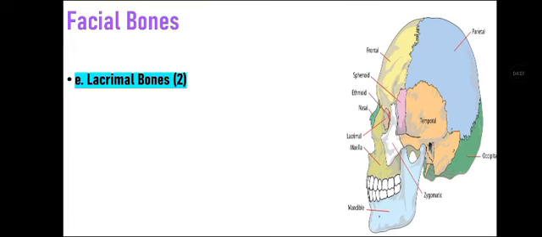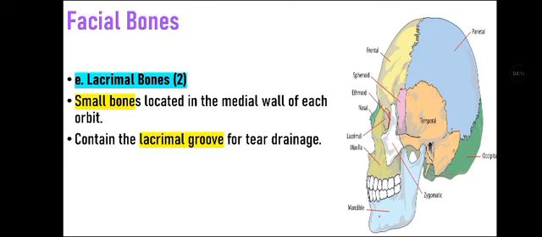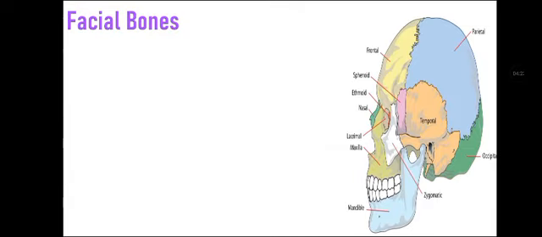Next, in facial bones we have the lacrimal bone, that is a paired bone. They are small bones located in the medial wall of each orbit. They contain the lacrimal groove for tear drainage. Next, we have the palatine bones, that are also paired bones. They contribute to the posterior part of the hard palate and nasal cavity.